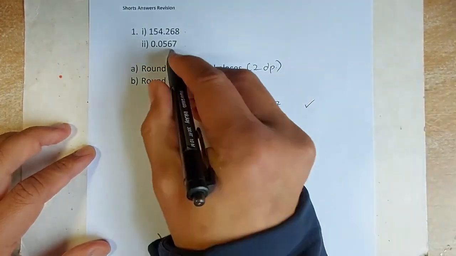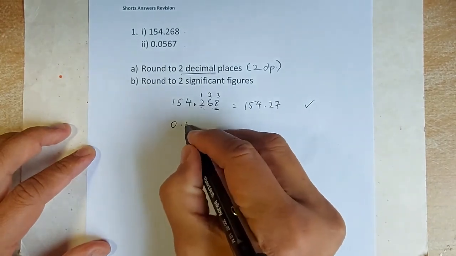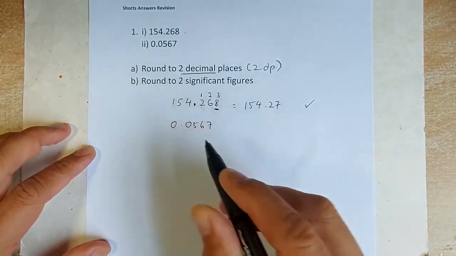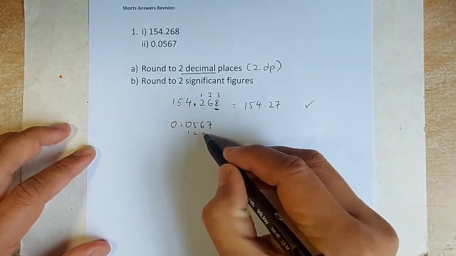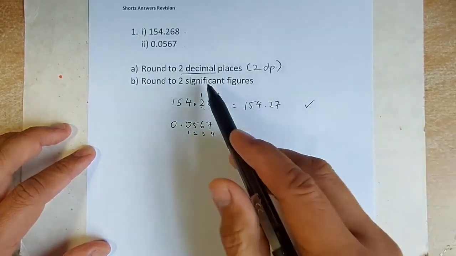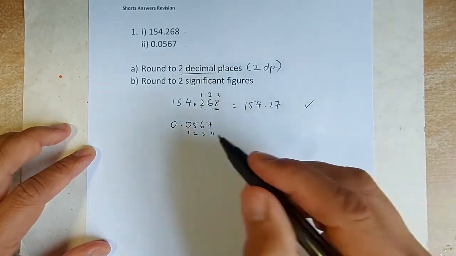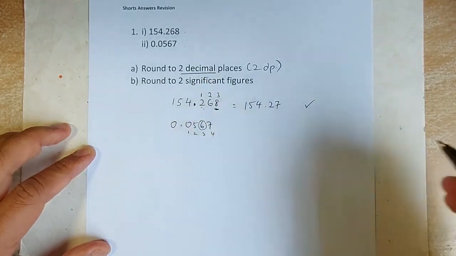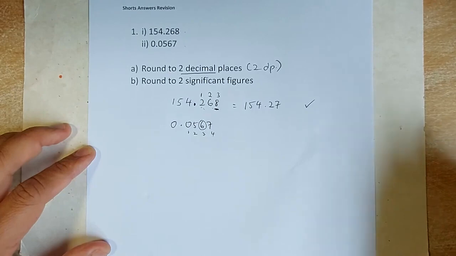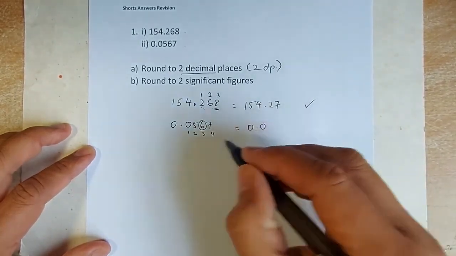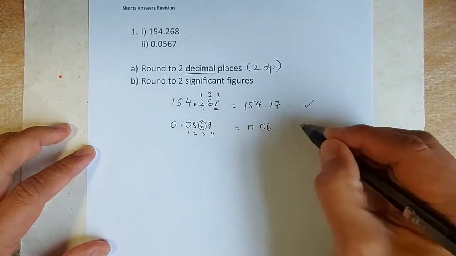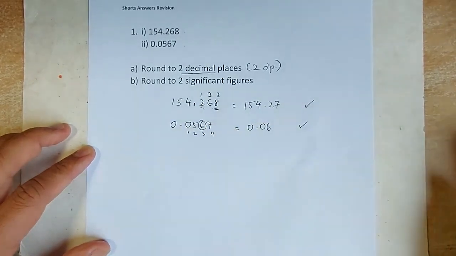The next one is 0.0567. And this is the decimal point, so this is the first number, this is the second, third, and fourth. Again, if they ask you to round to two decimal places, you look at the third number. Again, the third number is more than 5, so you're going to round up. So it's going to be 0.05 becomes 0.06, and that is a simple 1 more mark.